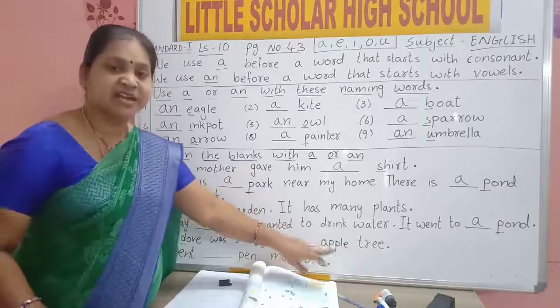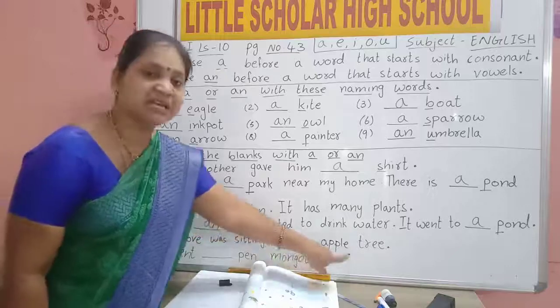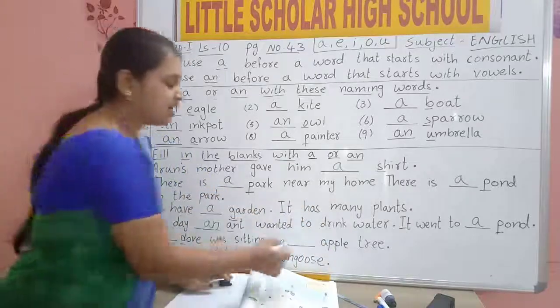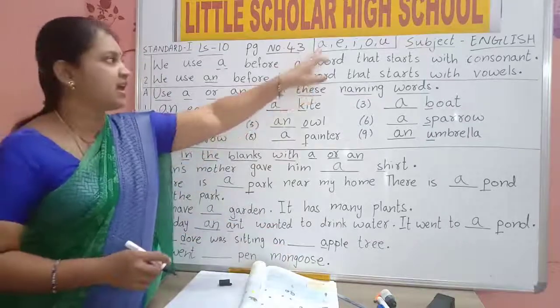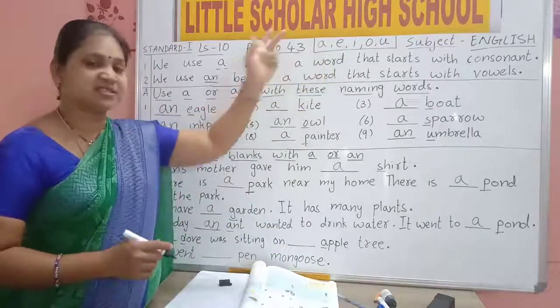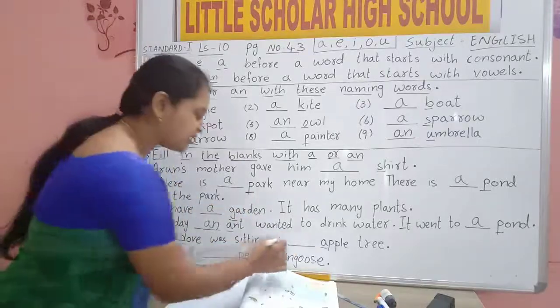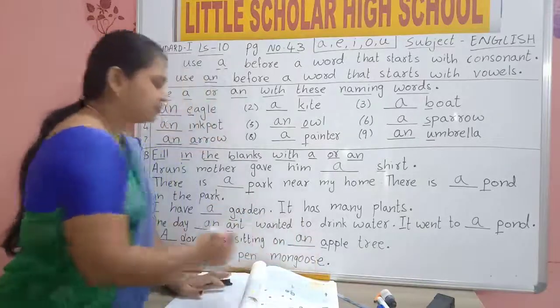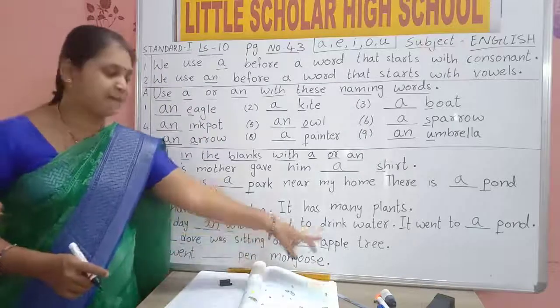After dash, which word do you have? Apple. A-P-P-L-E, apple. What is the first letter? A. Now, see in the vowels, do you have A? A-E-I-O-U. A is there. That means it is a vowel. So, in front of vowels, what should you write? An. A dove was sitting on an apple tree.